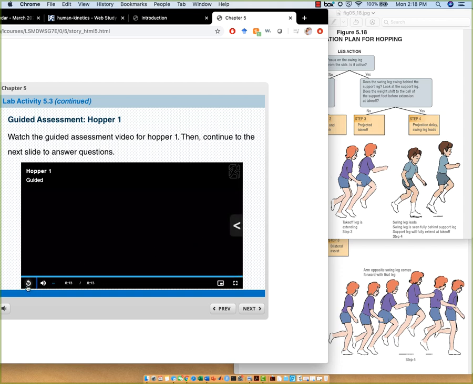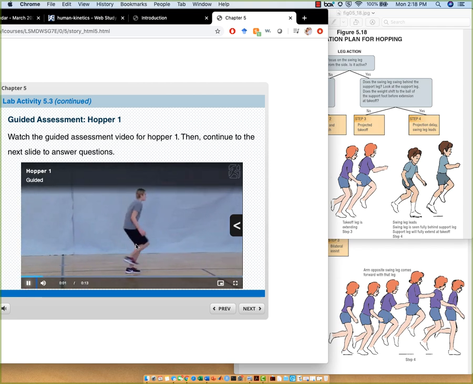And then in addition, we want to watch to see the support leg. And so does the weight switch from the ball of the support foot before extension, and what's the degree of extension that we see? So we do see that there is extension on the support leg.